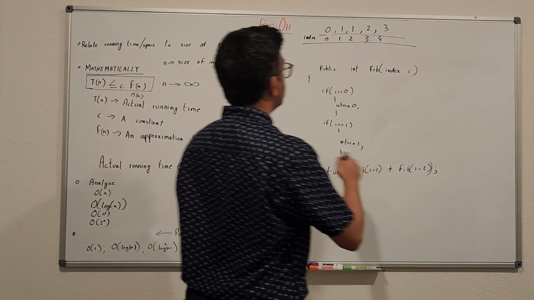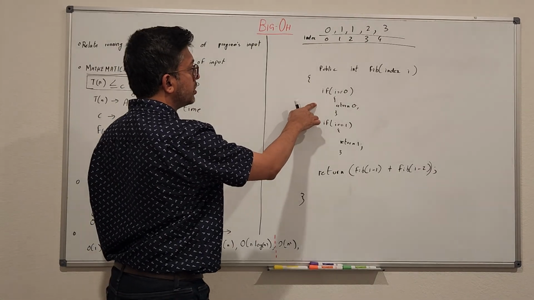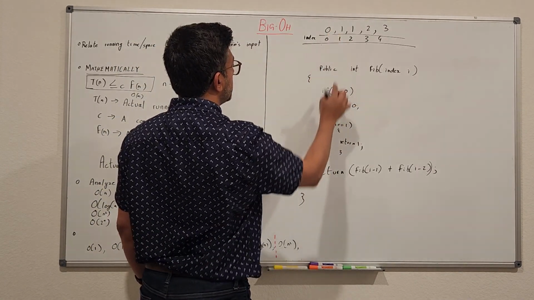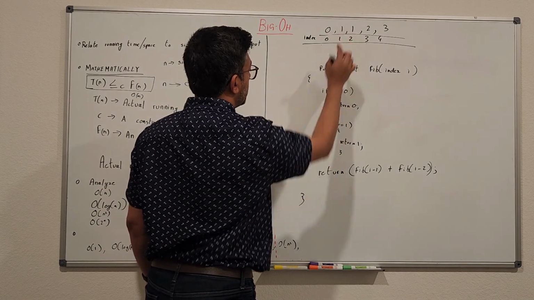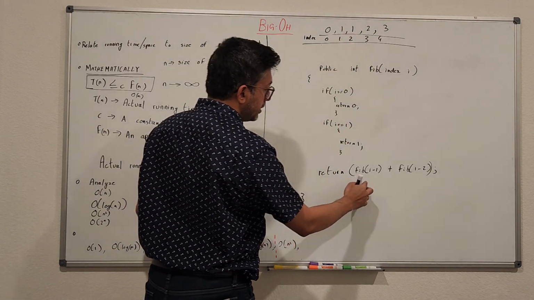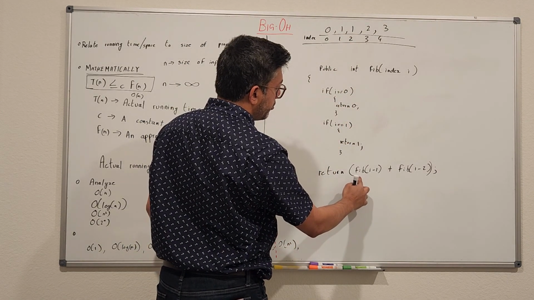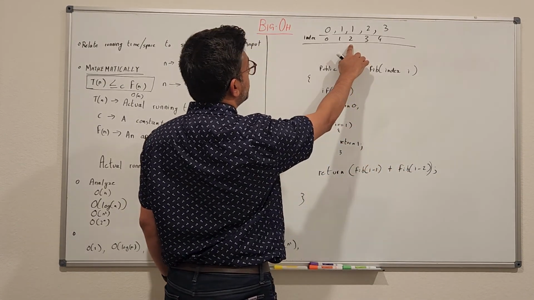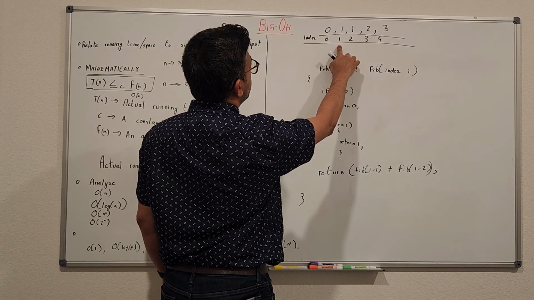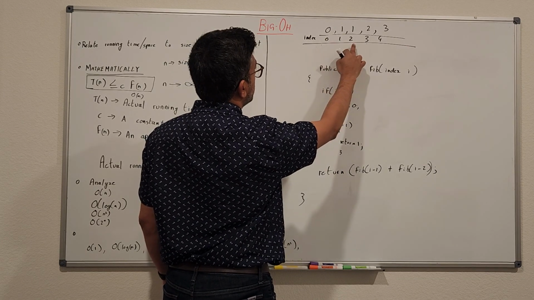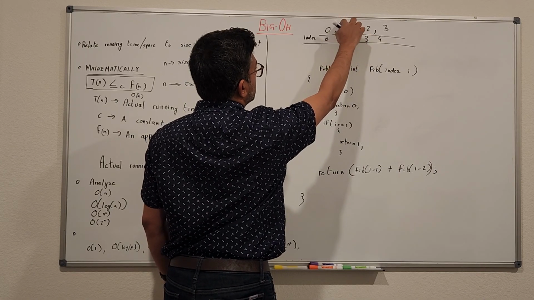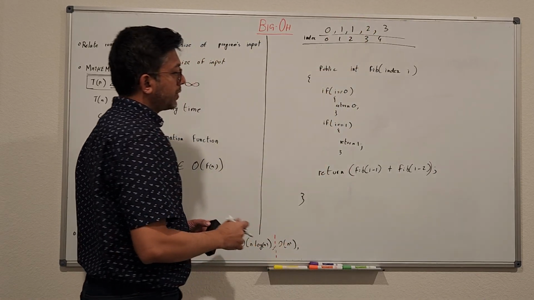So basically in this code, i is the index. If index is 0, return 0. If index is 1, return 1. Else return fib of i minus 1 plus fib of i minus 2. So for this one, fib of 1 is 1, fib of 0 is 0. So fib of 2 is fib of 1 plus fib of 0, which is 1 plus 0, which is 1.